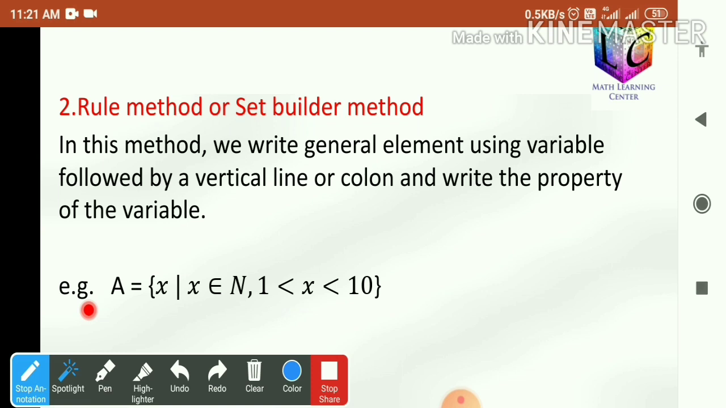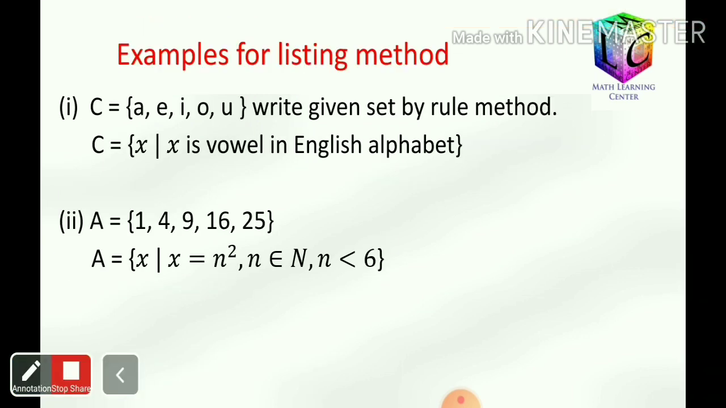Let us take one example. A is the set of all x such that x belongs to the natural numbers, comma, 1 is less than x less than 10. So here x lies between 1 and 10, and hence the elements of the set are 2, 3, 4, 5, 6, 7, 8 and 9. We are not taking 1 and 10 because of this condition.